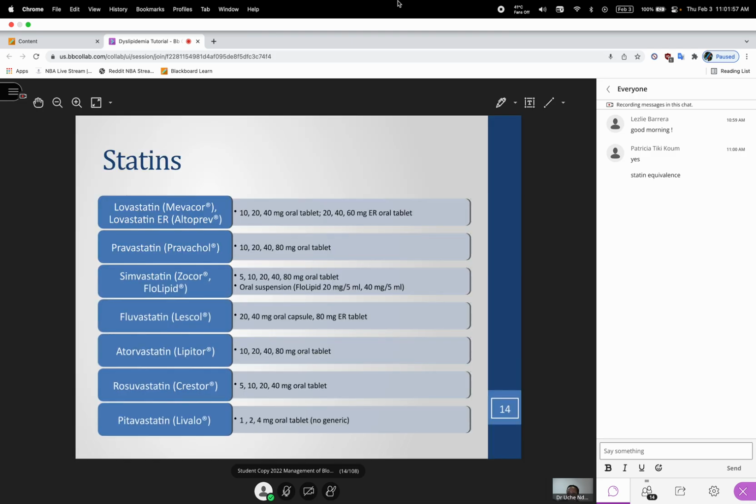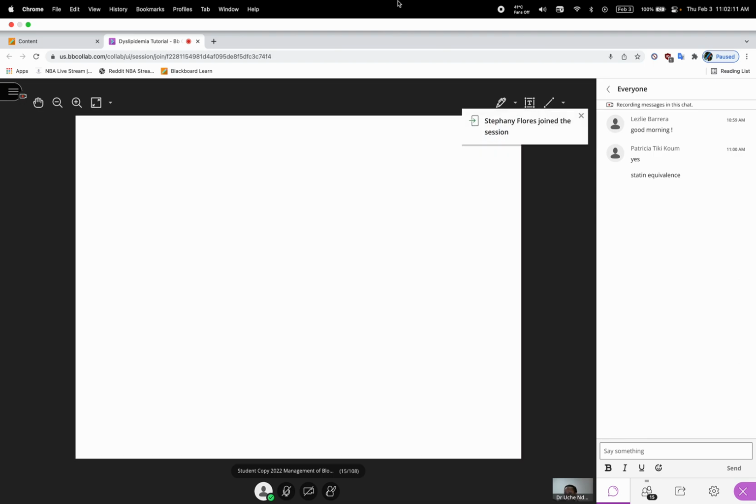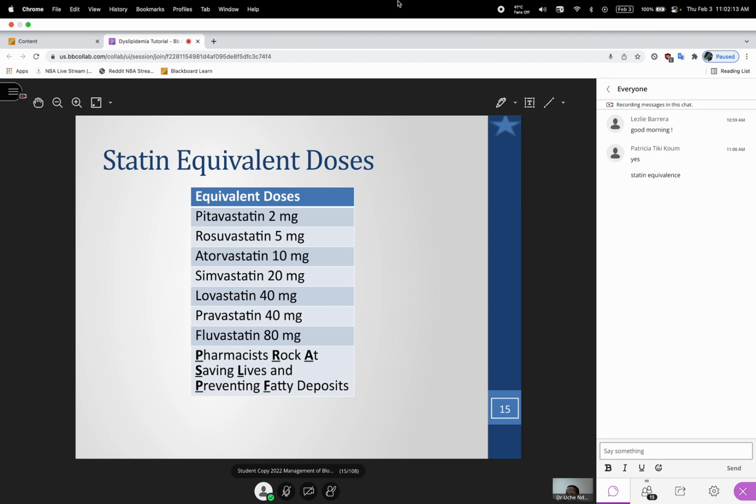All right. Here on the statins, you do need to know the brand and generic. You have to have an idea what is available on the market, but the best way to do this is to know your statin equivalency chart. Pharmacists rock at saving lives and preventing fatty deposits, and it doubles as it goes down. Lovastatin and pravastatin are equipotent. Pitavastatin is 2 milligrams, so technically it is not double, but it's 2 milligrams. So 2.5 milligrams would be considered doubling.